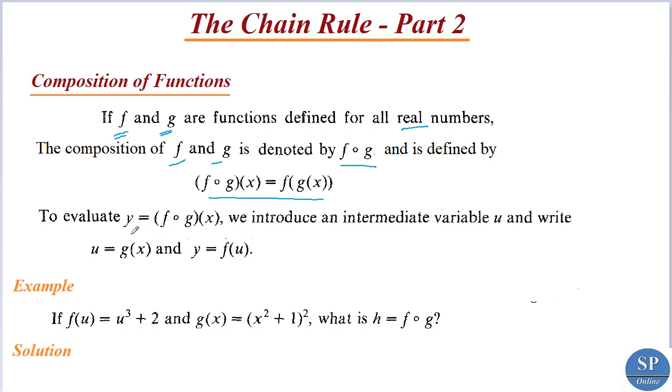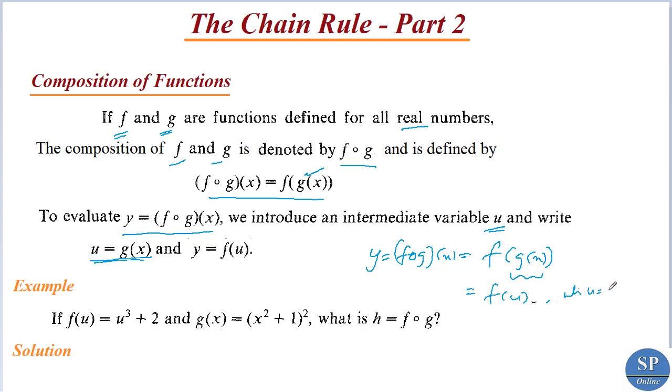So to evaluate y equal to f of g of x, we introduce an intermediate variable u and write g of x as u, and therefore y equal to f of g of x, that is f of u. If you replace this g of x with u, then we have u equal to g of x, and y equal to f of u where u equal to g of x.